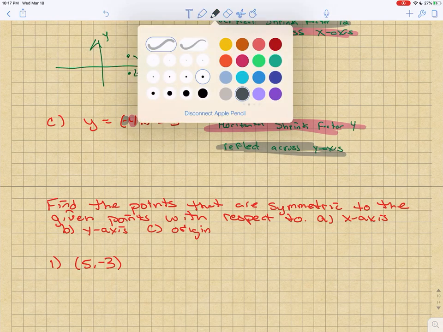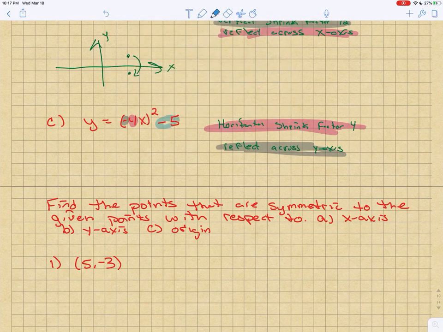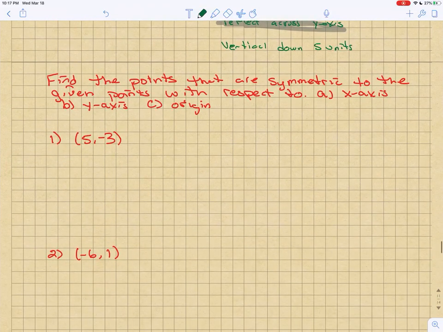And I still have one more thing to take care of. I still have to take care of this minus 5. That's a vertical translation. It's subtracting, so it's down 5 units. All right.